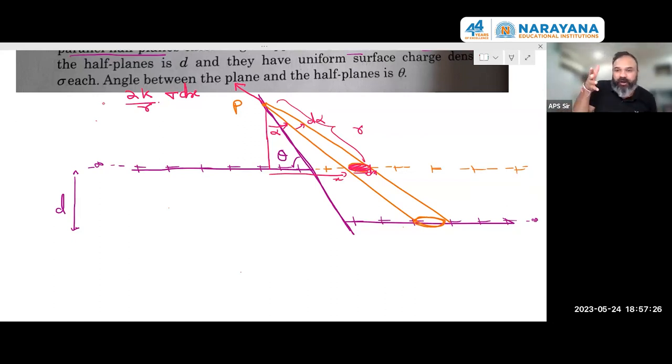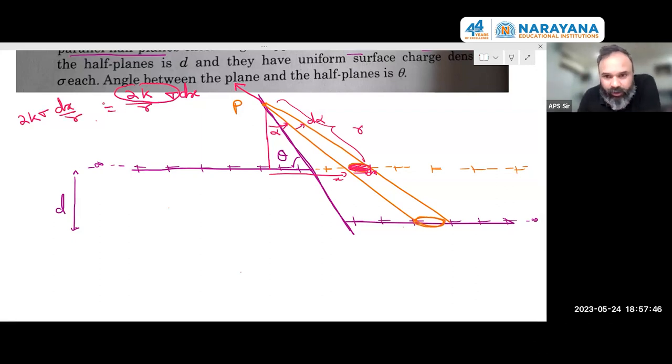Because I have to write charge per unit length. So basically, I've taken the depth as 1. So that area became dx into 1. So that charge became sigma dx, and that is basically lambda. So 2k lambda upon r. So now this 2k sigma is a constant. So basically, I got 2k sigma dx upon r.